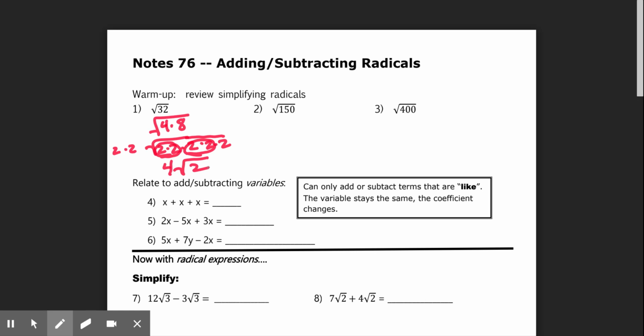And again, you can check these by putting the square root of 32 in your calculator, getting a decimal, and then putting 4 square roots of 2 also in. You should get the same decimal.